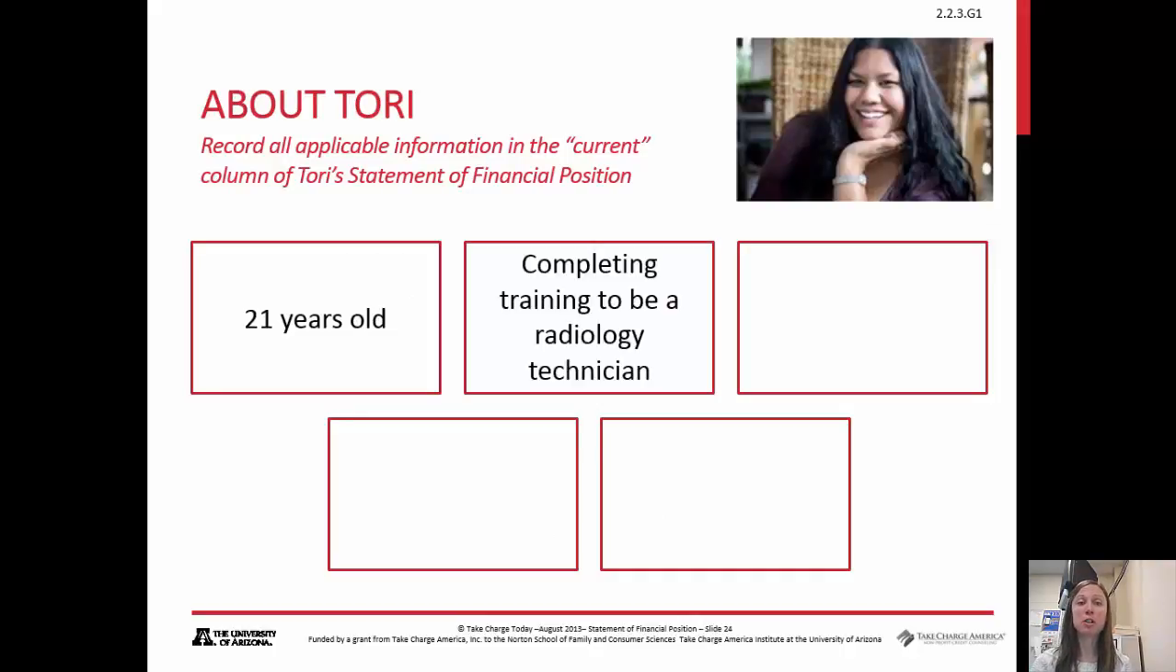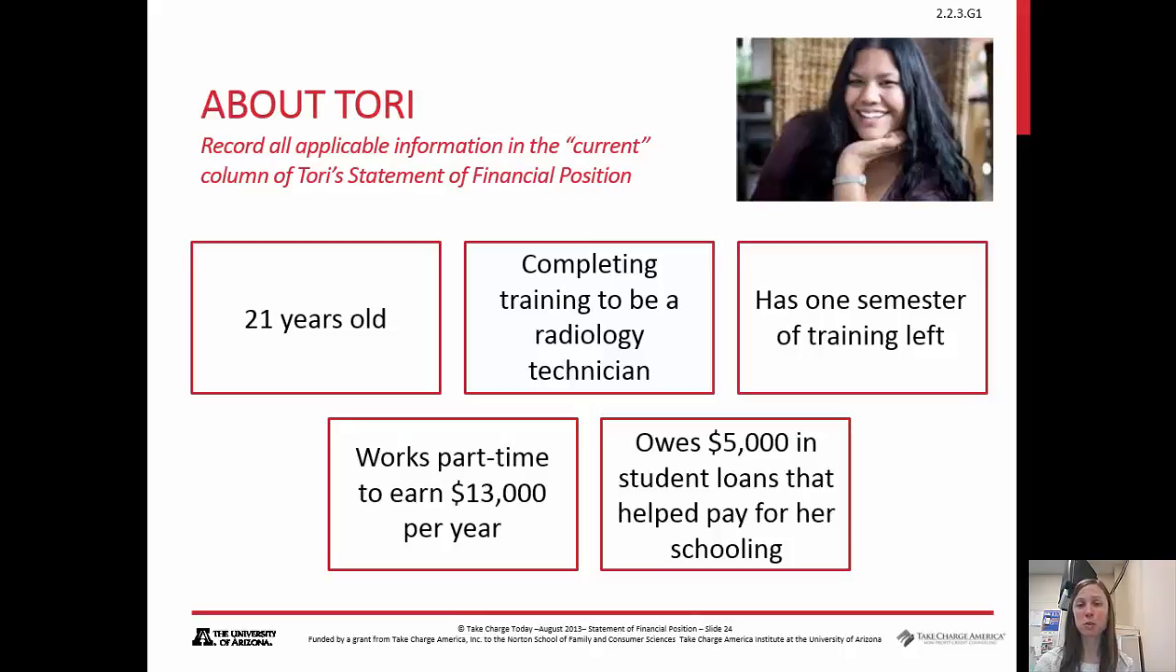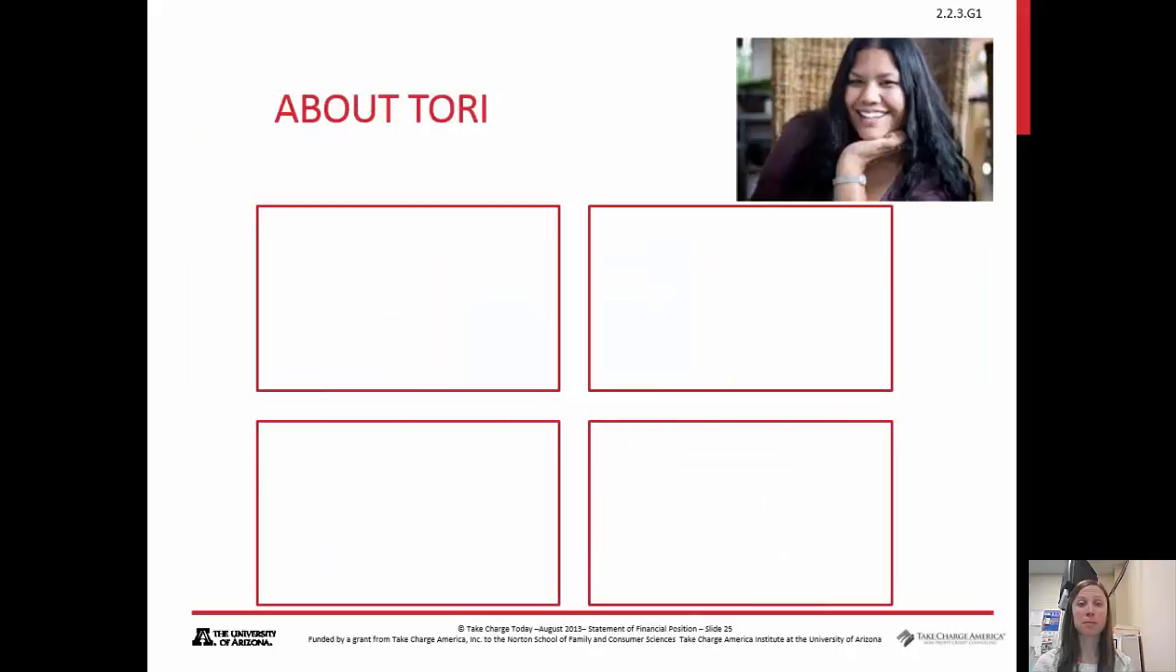So here's some more about Tori that we need to know. She's 21. She's completing training to be a radiology technician. She has 1 semester of training left. She works part-time to earn $13,000 per year, and she owes $5,000 in student loans that helped pay for her schooling.